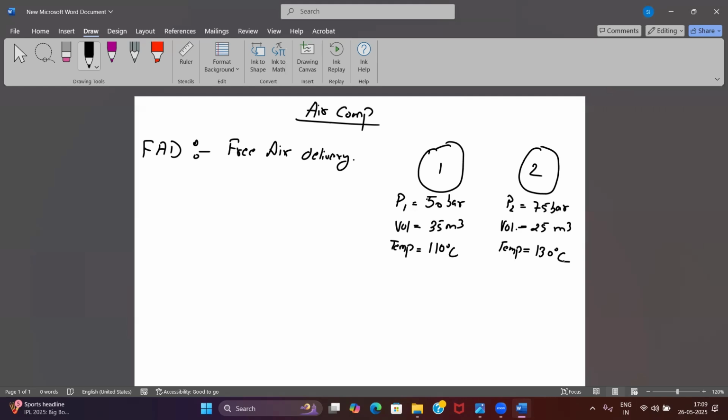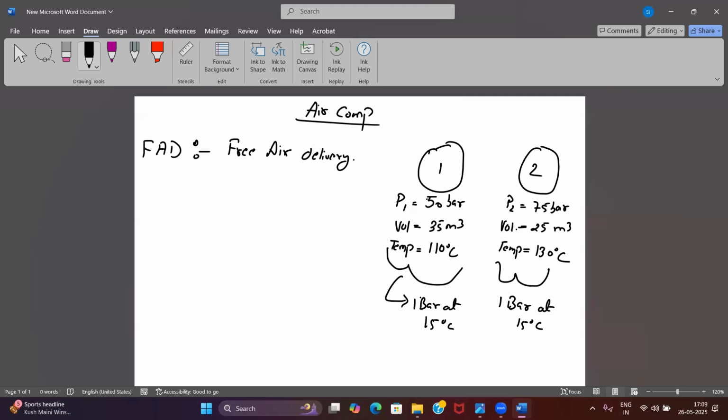what I have to do is check the free air delivery, and convert these two readings into 1 bar at 15 degrees Celsius. In some books you will get 20 degrees also. This also I have to convert into 1 bar at 15 degrees Celsius. If I have to find out the efficiency or the capacity of the compressor, I need to start from some base, right?